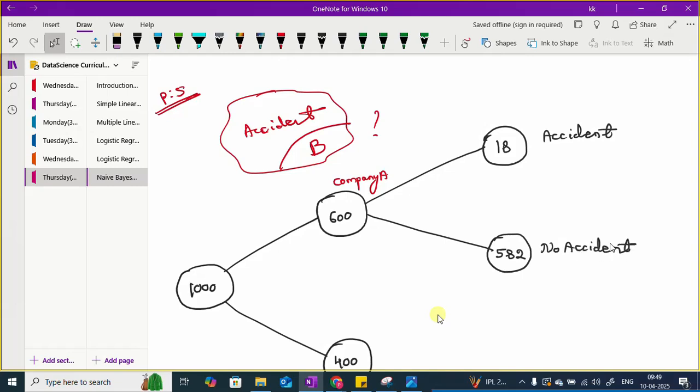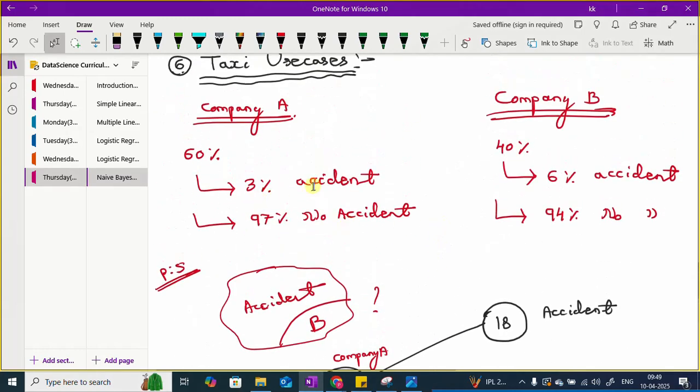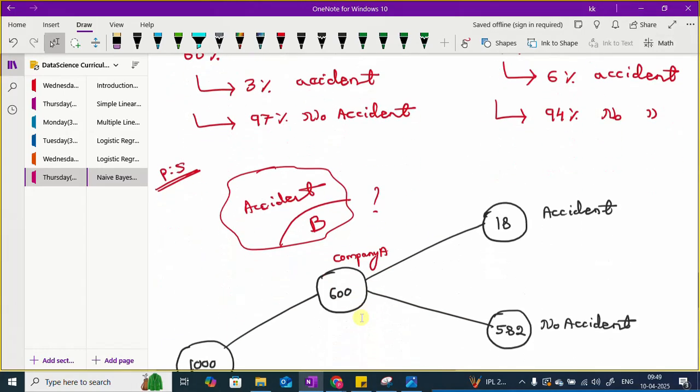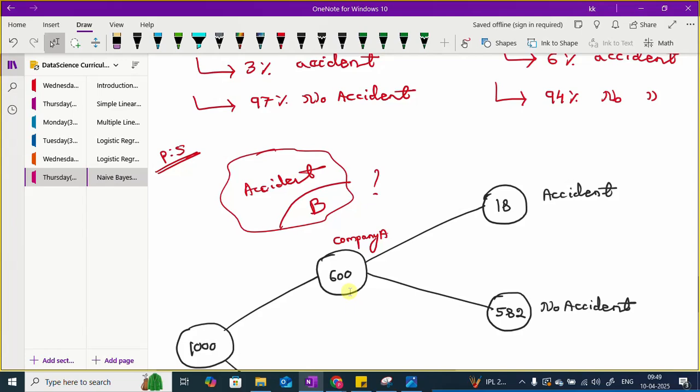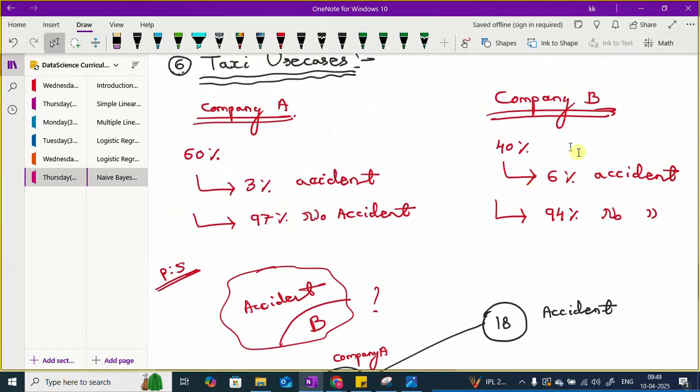Try to observe, that is very, very important. Step by step I'm going. Because 3% is facing an accident, 3% of 600, how much? Just calculate, use your calculator. You'll get to know: 1% is 6, 2% is 12, 3% is 18. If 18 taxis face an accident, then how many taxis face no accident? Then 600 minus 18, that is 582. Correct.